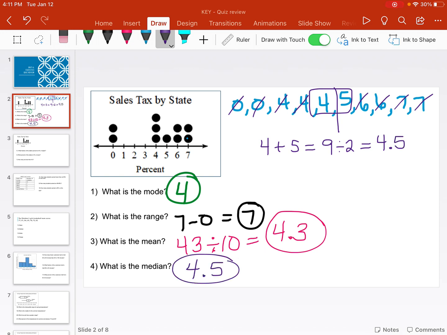Real quick, another way you could do it is not even listing out the numbers. If you can handle it, you can just cross off the dots until you find what's in the middle. Just be really careful that you cross off the right things. You finish a row before you move to the next row over. So it'd still be 4 and 5 in the middle, and in between that is 4.5.